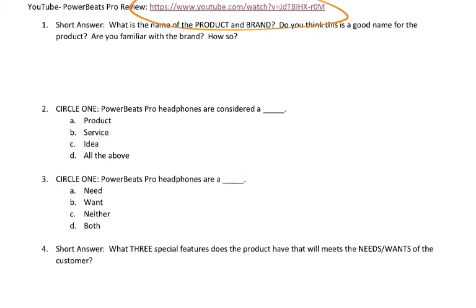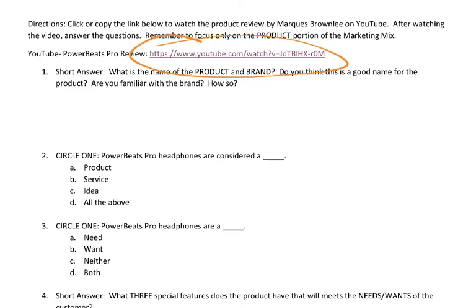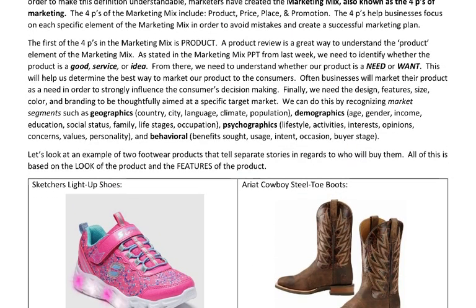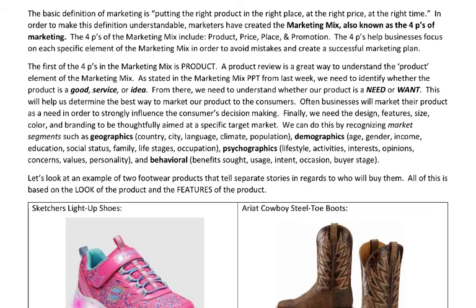And I want you to be thinking about the product portion of the marketing mix. Look back up on this page at what we talked about. This is a great page that really sums up the product portion of it: a product is designed with specific features that are aimed to fulfill the needs or wants of specific people.